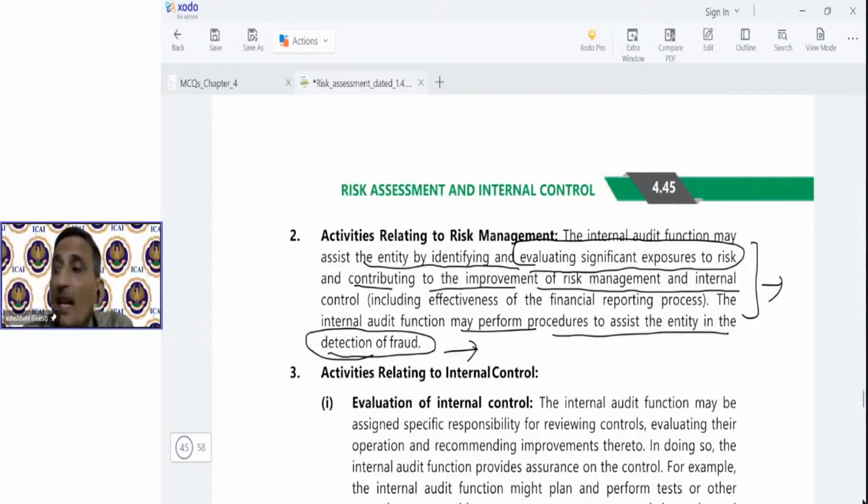And risk management, I have already told you, activities related to risk management, that it would give valuable suggestions to improve the risk appetite of the company. Okay, so what are the risks in real time scenario being faced by the company? And what could be done, how the management should deal with those risks. Okay, so he provides those valuable suggestions, those valuable inputs.